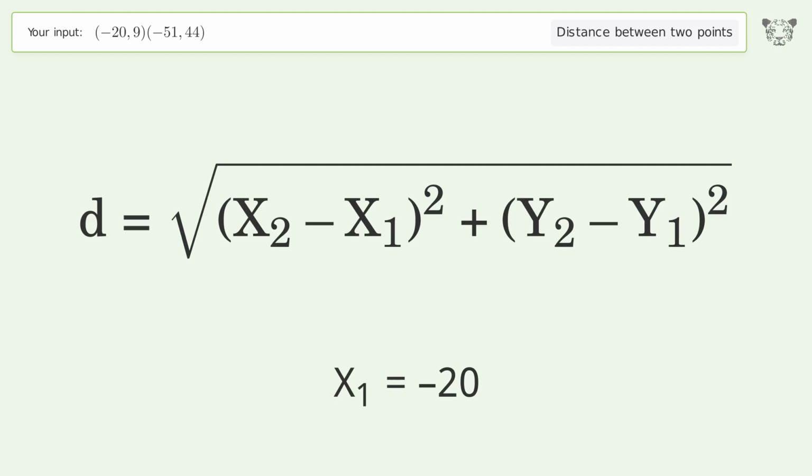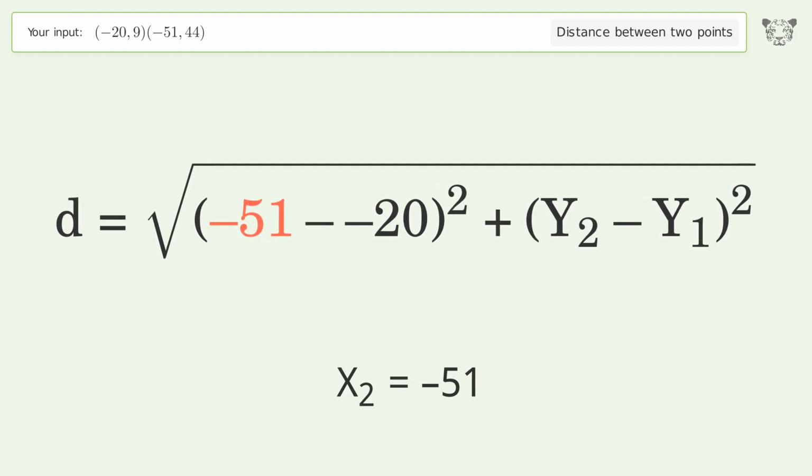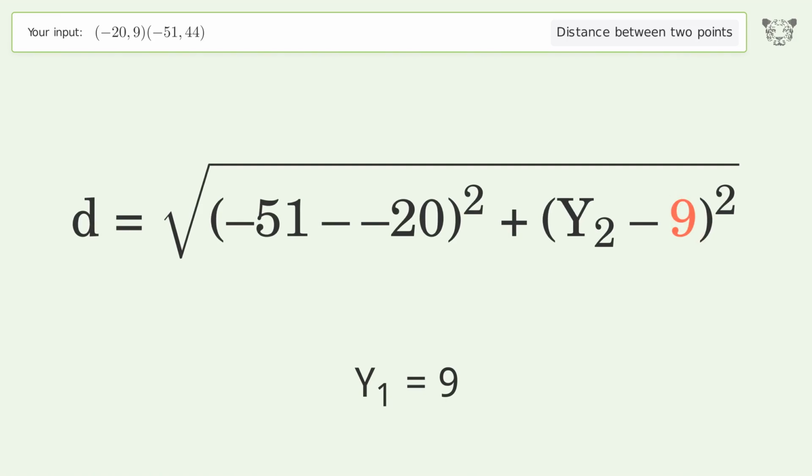x1 equals -20. x2 equals -51. y1 equals 9. y2 equals 44.